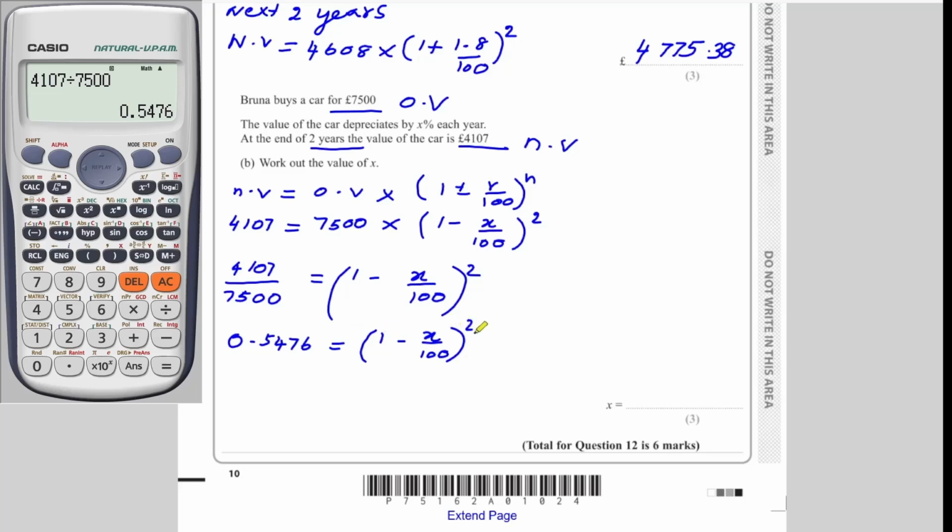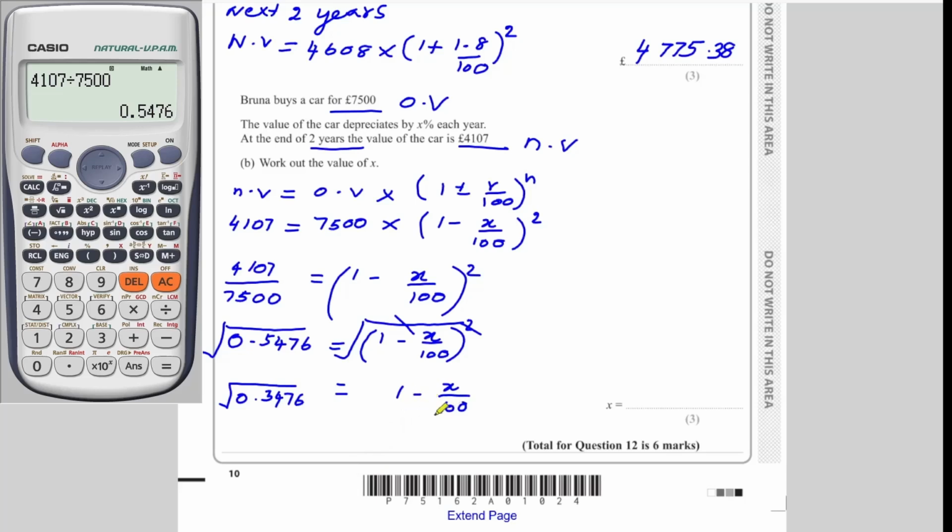So let's get root of both of them. Then root and squared will cancel out because that's what I wanted to unlock. Therefore, this and this will get cancelled out. Still, this will be there. Then I'm getting here 1 minus x over 100. Here I'm getting root of 0.5476. Right, now a bit clear, right?